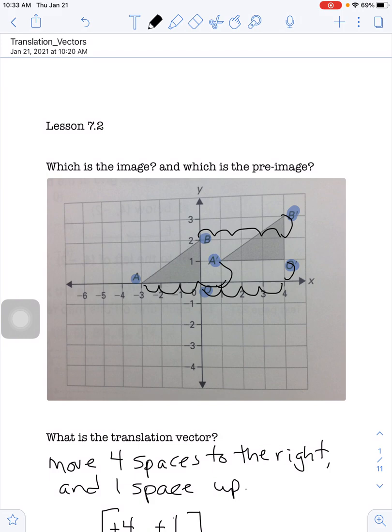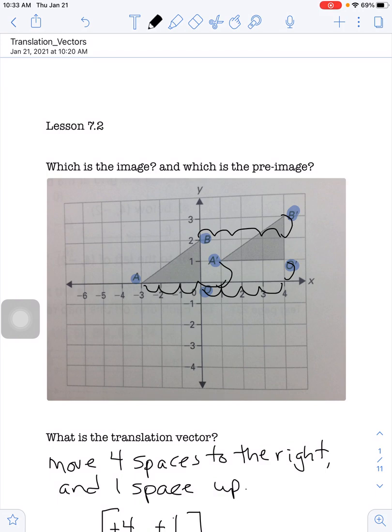We are going to be learning about translations today. In earlier grades, this would have been called a slide. So we're going to look at some translation rules for grade 7, and in grade 8, we're going to learn about what translation vectors are. It's just another way of showing the translation rules.